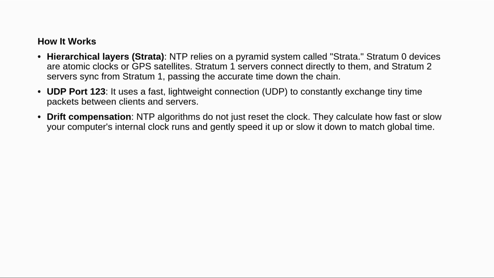Network Time Protocol relies on a pyramid system called strata. Stratum 0 devices are atomic clocks or GPS satellites, and stratum 1 servers connect directly to them. Stratum 2 servers sync from stratum 1, passing the accurate time down the chain.